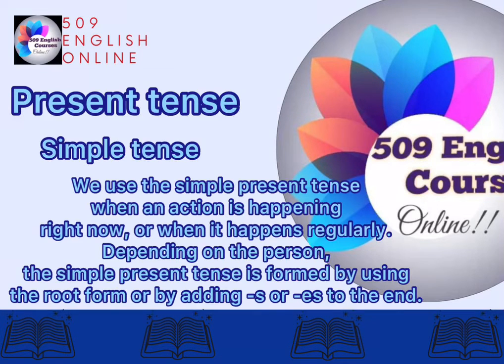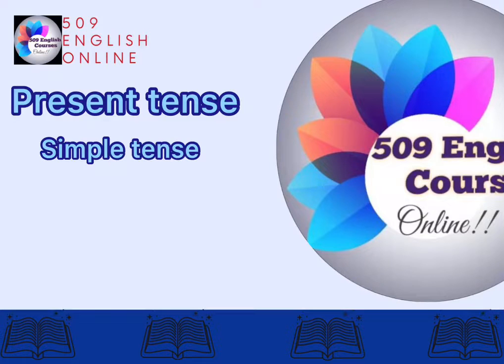We use the simple present tense when an action is happening right now or when it happens regularly. Depending on the person, the simple present tense is formed by using the root form or by adding s or es to the end of the word. Okay, guys, to make you better understand this, when they say adding s or es to the end of the word, they're talking about a verb. That means that if you want to identify the sentence as present simple tense, you have to add s or es to the end of the verb in order to do that. So let me show you guys with a couple of examples so you can better understand.